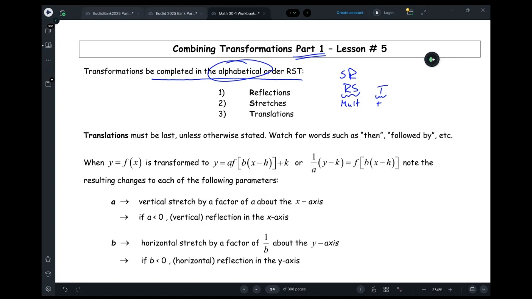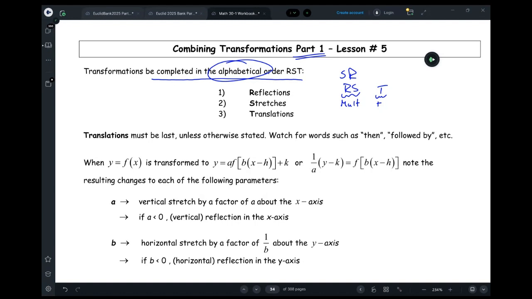Now, that's not to say that in the question you're going to be working on, the person giving you the question has done it in the correct order. But when you read the transformations off of an expression, you will read it in that order. If they've done it in a different order, that will not at all be obvious to you. So you have to read it in a standardized way: reflections and stretches, and then translations.